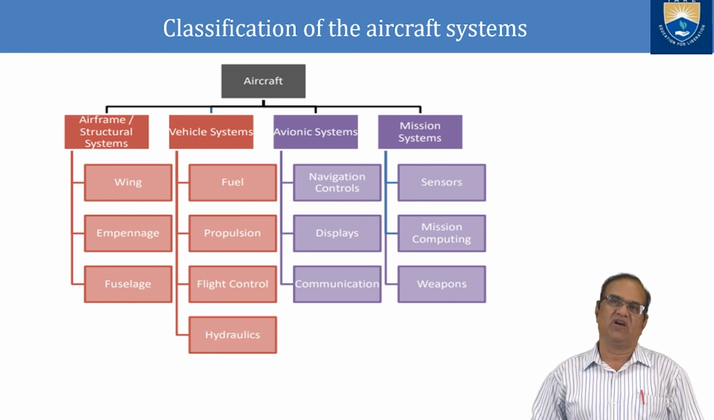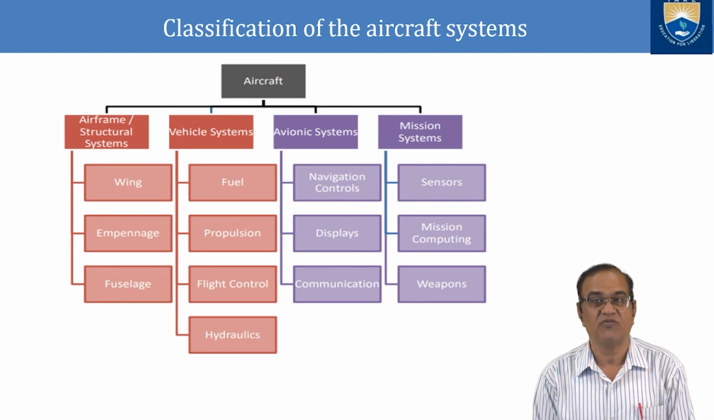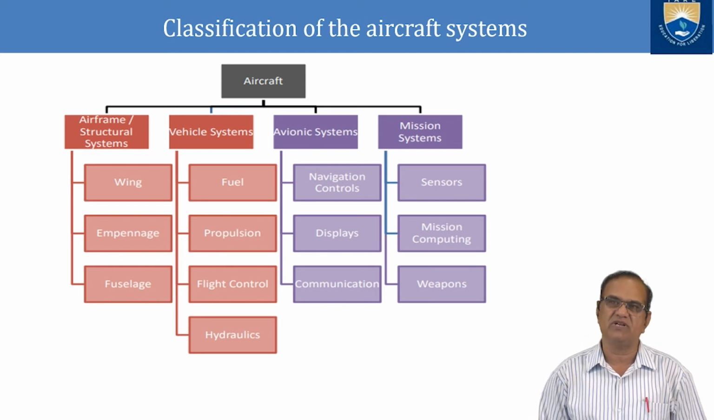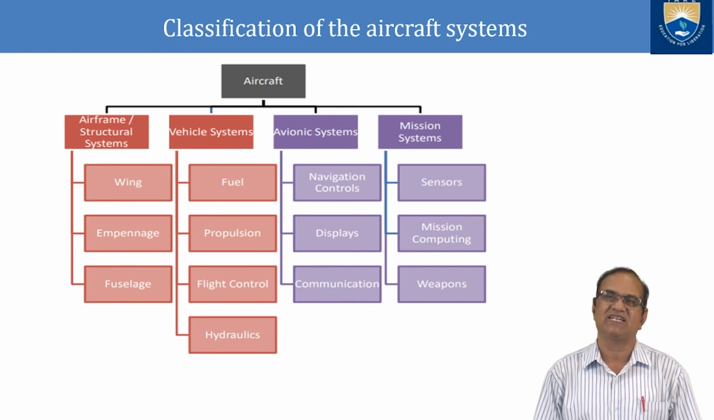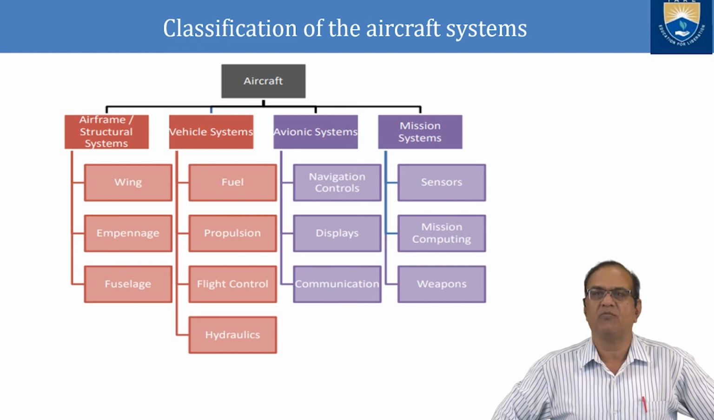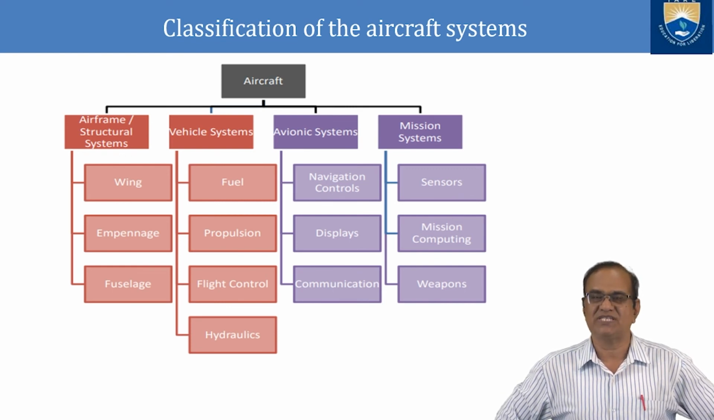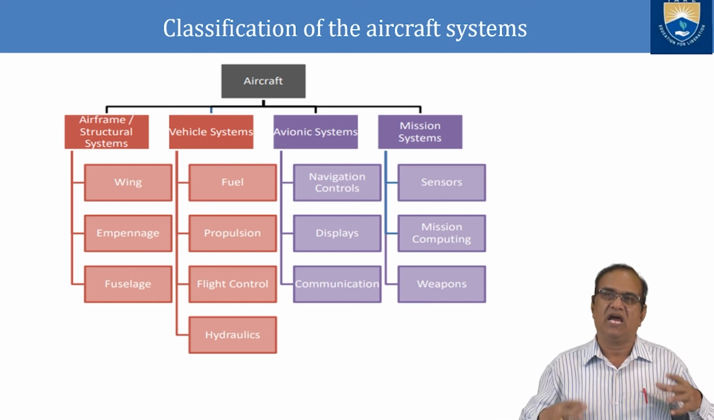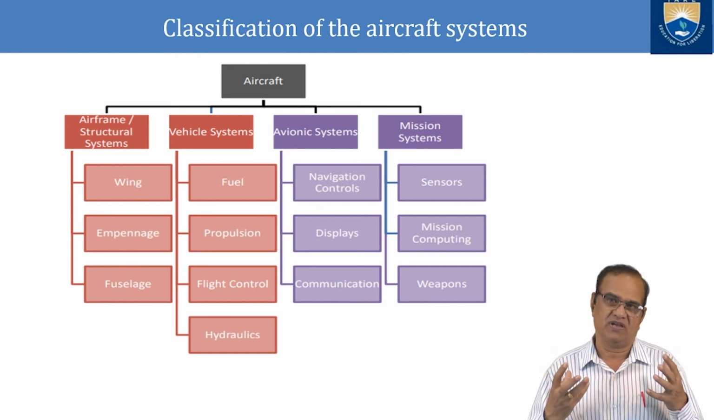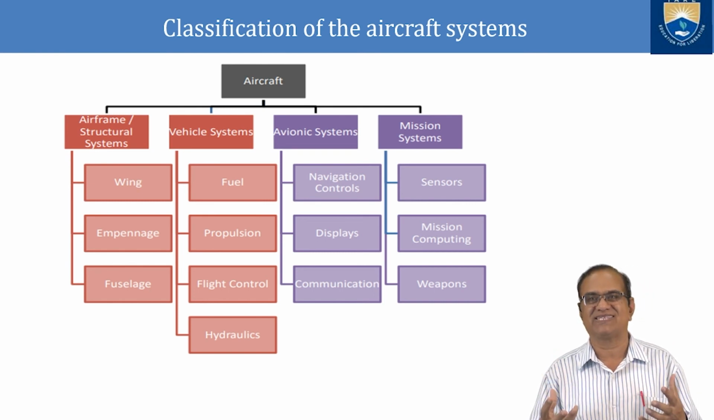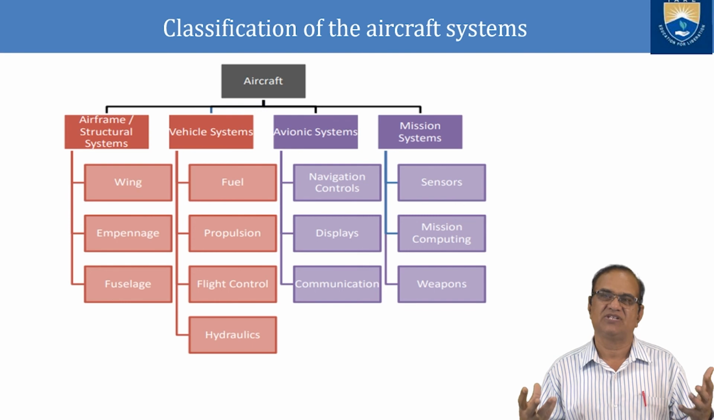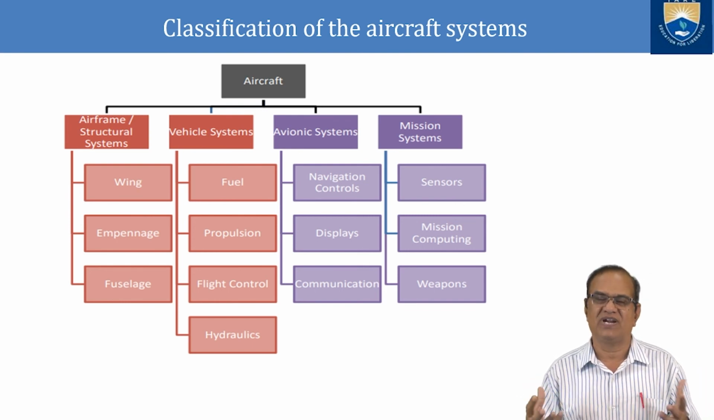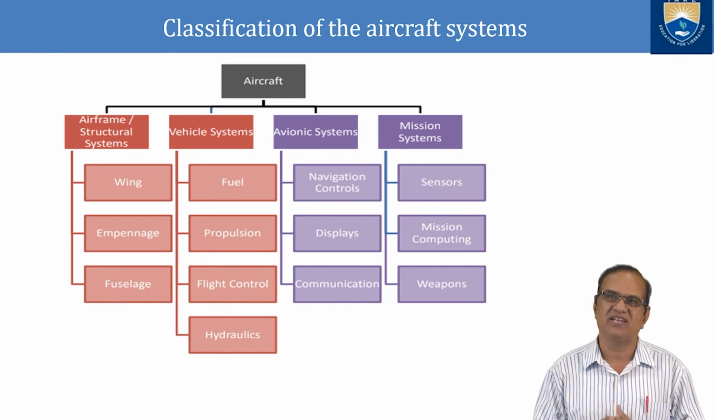If you talk about the vehicle systems, we have the fuel system, the propulsion system, the flight control system, and the hydraulic system. In the fuel system, the fuel is stored mostly in the wings and some part in the fuselage. These have fuel pumps, filters, distributors, shut-off valve, selector valve, non-return valve, and so many items in the fuel system.